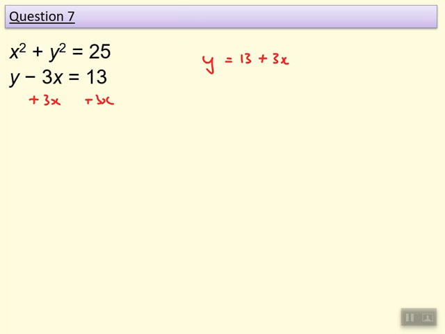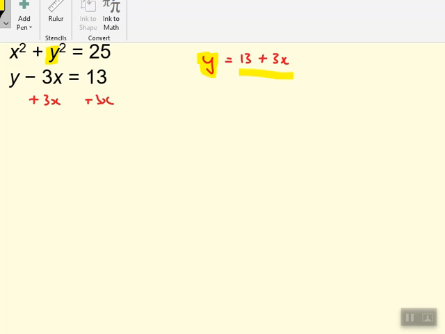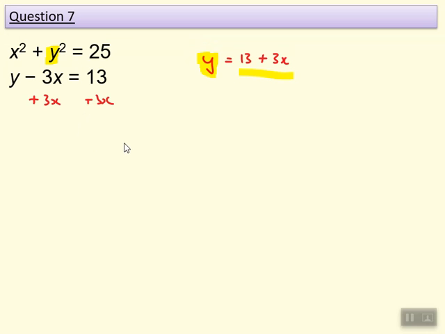Now we need to remember how this works. We've got the y on its own, so wherever a y appears in the first equation, i.e. here, we can replace it with this expression here. We're substituting it, we're replacing it. But whenever you replace or substitute something, you should always write it in a bracket, and then you'll never go wrong. So it's going to be x squared plus, open bracket, 13 add 3x, close bracket, squared equals 25.